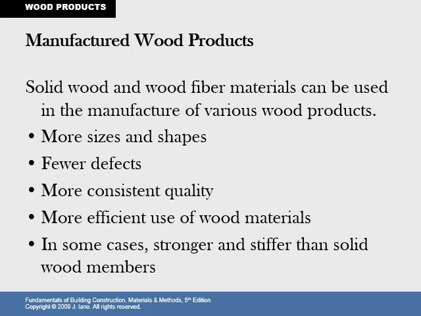Manufactured wood products. Solid wood and wood fiber materials can be used in the manufacture of various wood products. This creates more sizes and shapes. You can make a specialty shape. There are fewer defects, more consistent quality, more effective use of wood materials, and in some cases, with the added glue, it's stronger and stiffer than solid wood members.